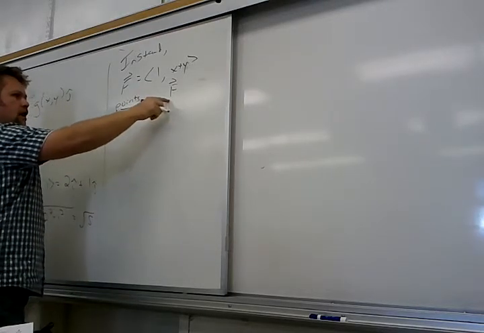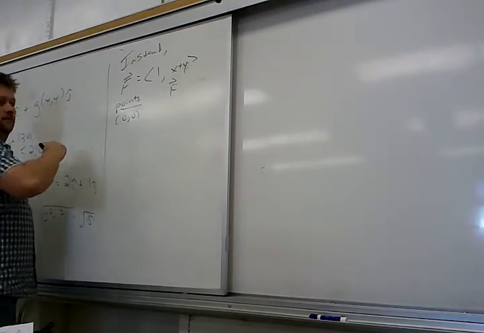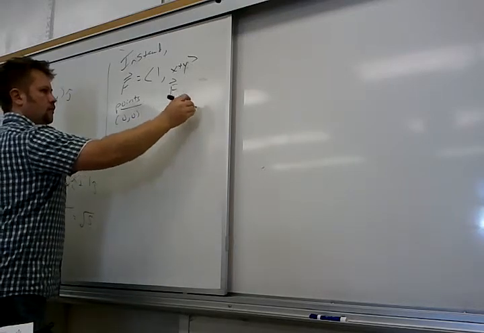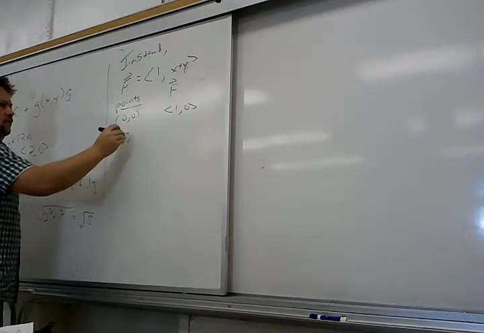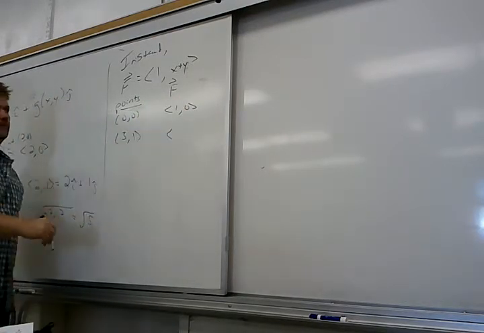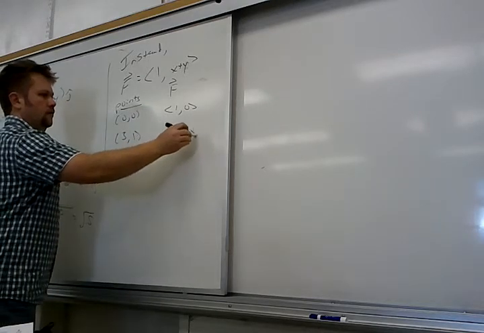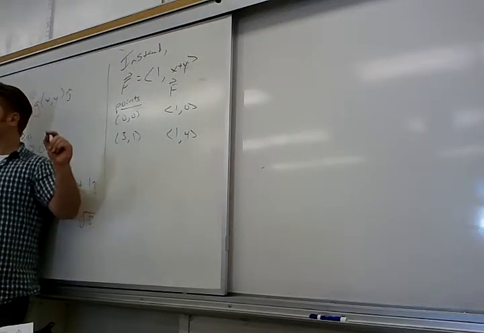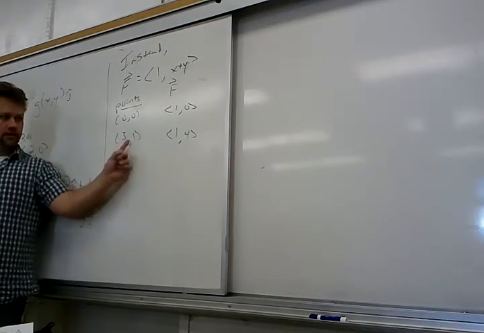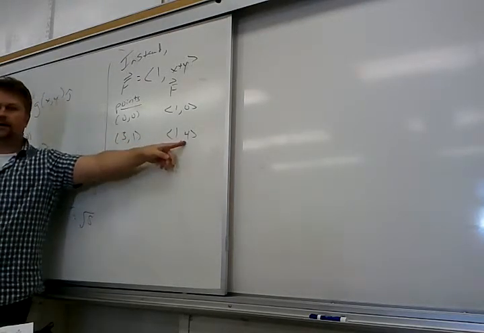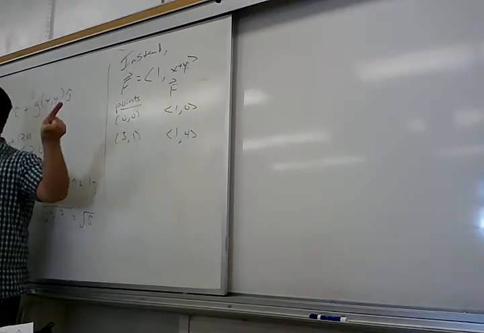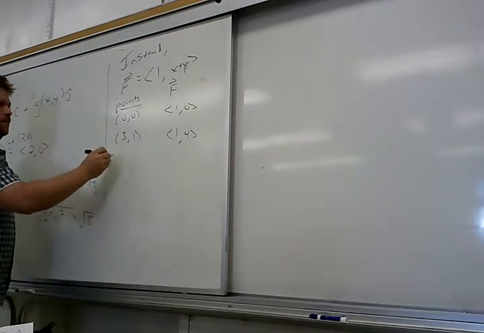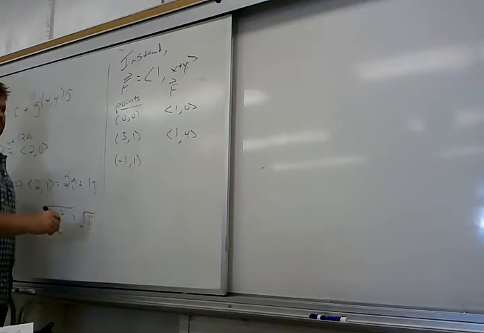The vector output would be 1, 0 at the point 3, 1, and 1, 4. So it's going to be pointing in that direction from the point 3, 1. Right? So it's going to be a little vector that starts at 3, 1 and points in the direction of 1, 4. Right?